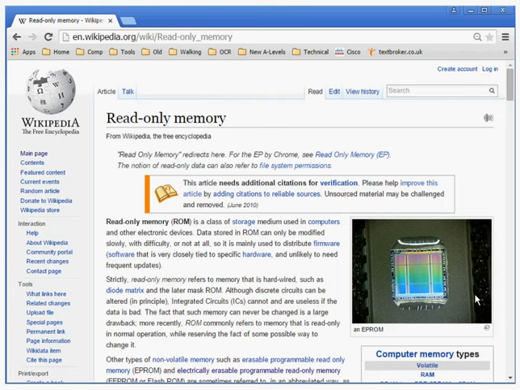Wikipedia's entry on read-only memory is a good place where it discusses how most things that we refer to as ROM aren't, strictly speaking, read-only. ROM commonly refers to memory that is read-only in normal operation, whilst reserving the fact of some possible way to change it. Well, the exam board aren't too interested in that.